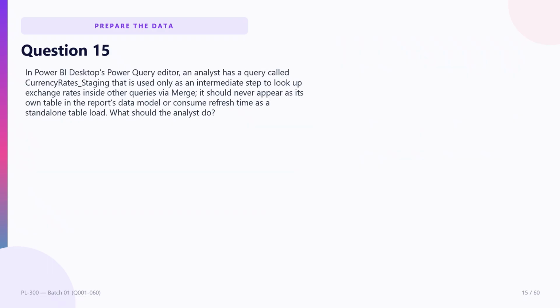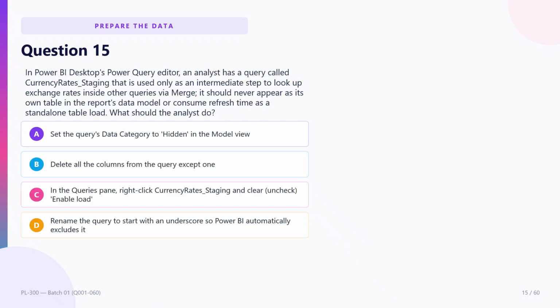Question 15. Prepare the data. In Power BI Desktop's Power Query Editor, an analyst has a query called Currency Rates Staging that is used only as an intermediate step to look up exchange rates inside other queries via merge. It should never appear as its own table in the report's data model or consume refresh time as a standalone table load. What should the analyst do?